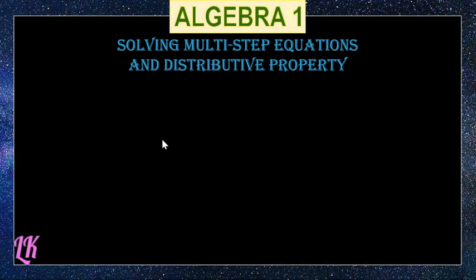So according to the distributive property, if we are given a number A and a quantity inside the parentheses, let's say B plus C, this is equal to A times B, which is AB, and then A times C, which is AC. So here we multiply every term inside the parentheses by the number outside the parentheses. So that's how we do the distributive property.